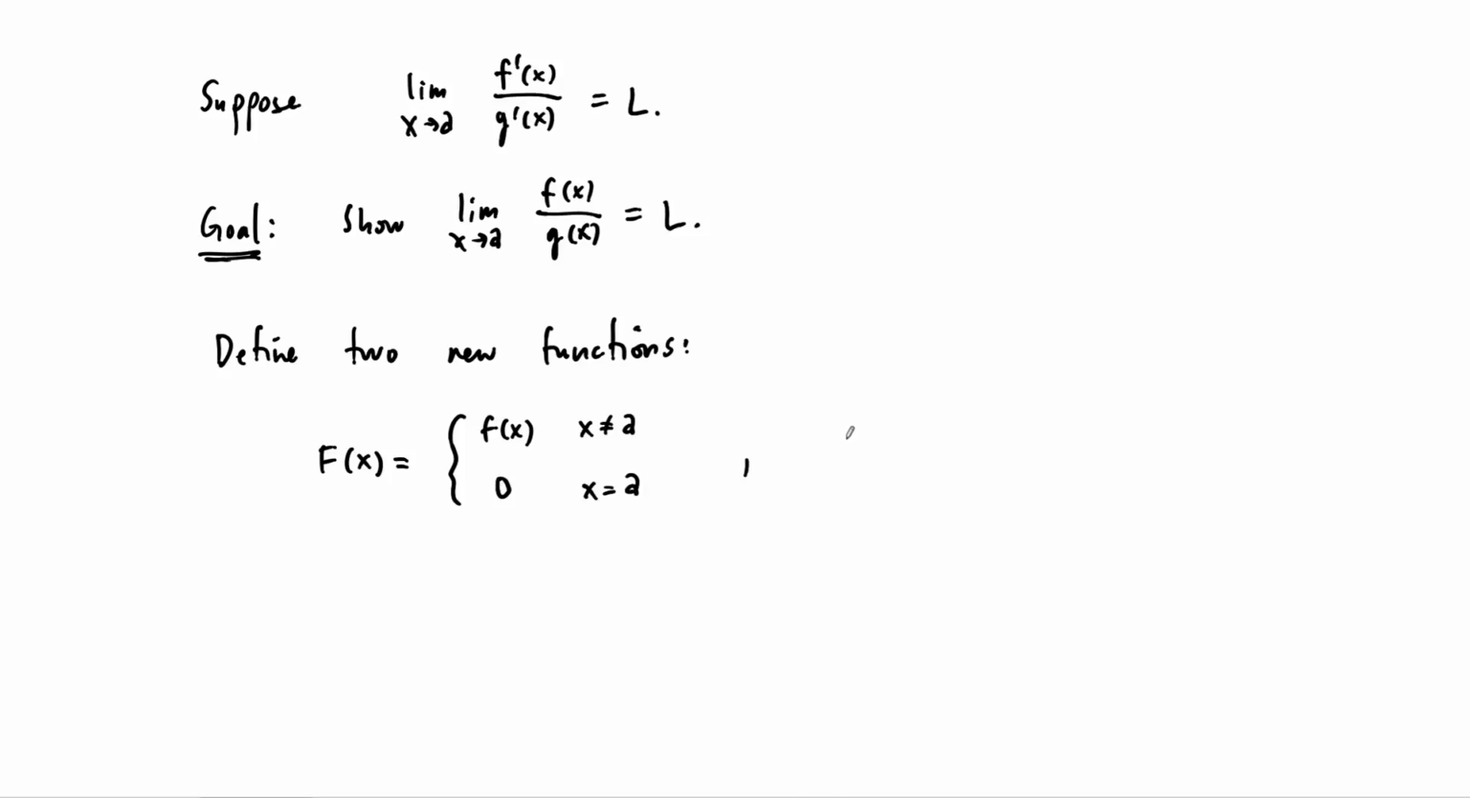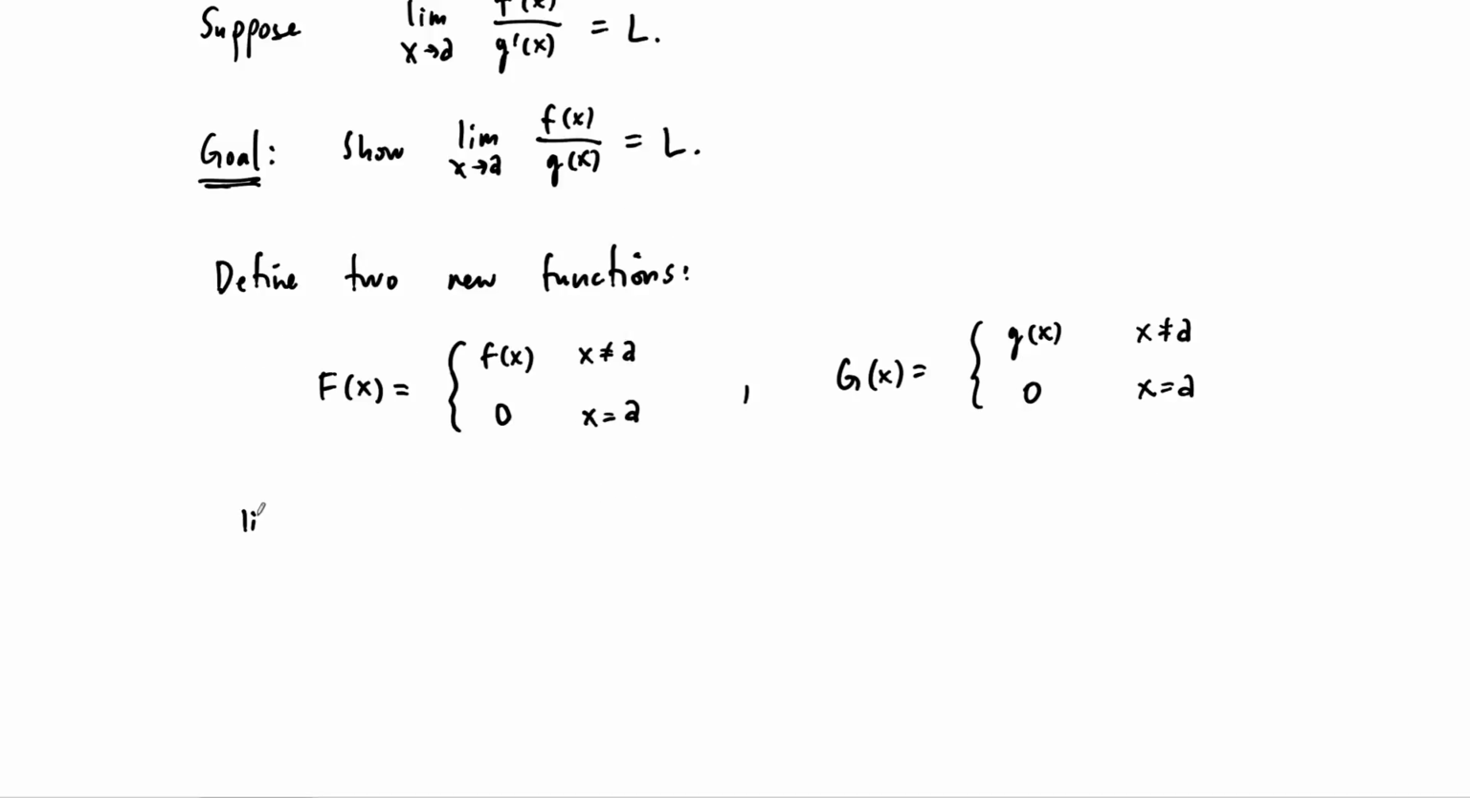And similarly, capital G of x, I'm going to do the same way. So it's equal to little g of x when x is not equal to a, so in the interval but when x is not a, but then it's going to be equal to 0 when x is equal to a. All right, and now think about this. What's the limit as x approaches a of capital F of x?